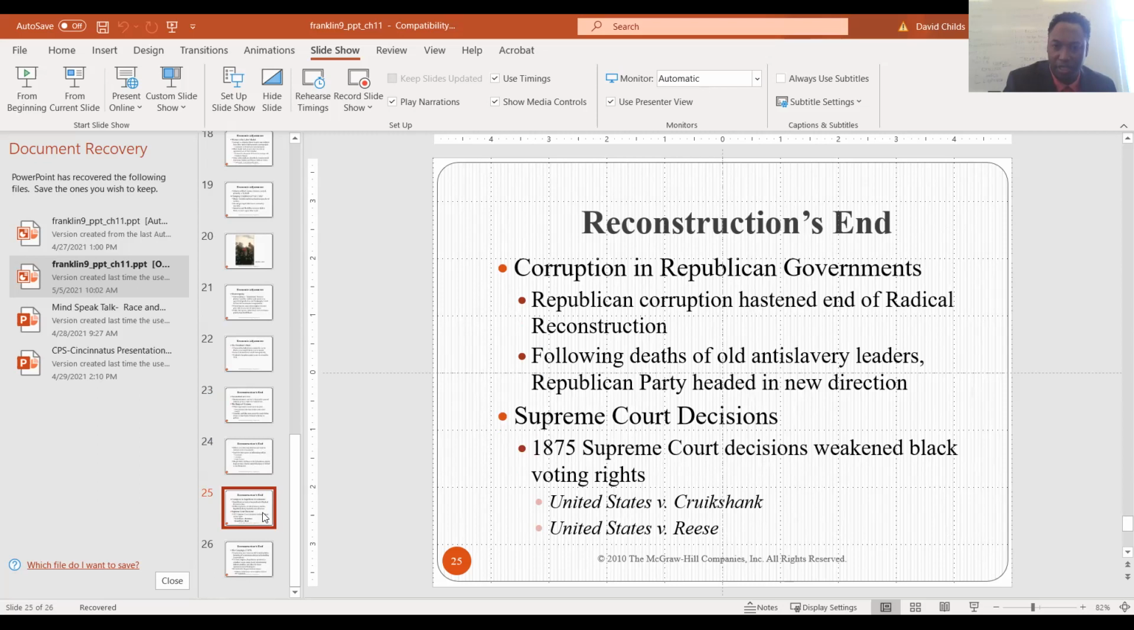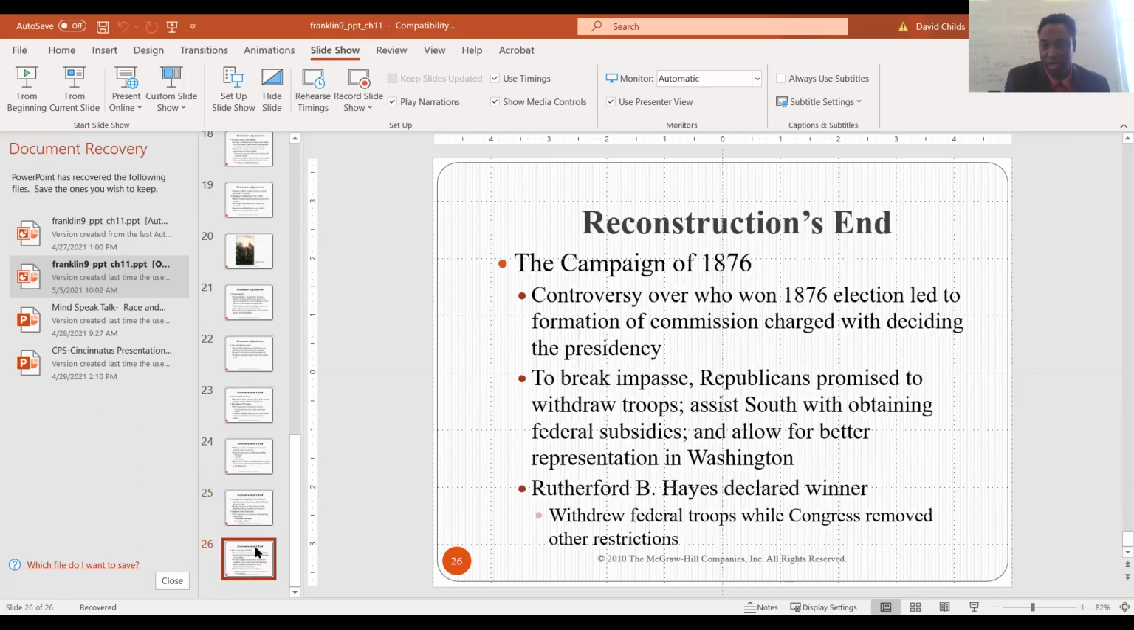Corruption in government. I'm not going to go too much into this. Republican corruption hastened the end of radical Reconstruction. Following the deaths of old anti-slavery leaders, the Republican Party headed in a new direction. Supreme Court decisions. In 1875, Supreme Court decisions weakened black voting rights: United States versus Cruikshank and United States versus Reese. And I'm going to go to my last slide here.